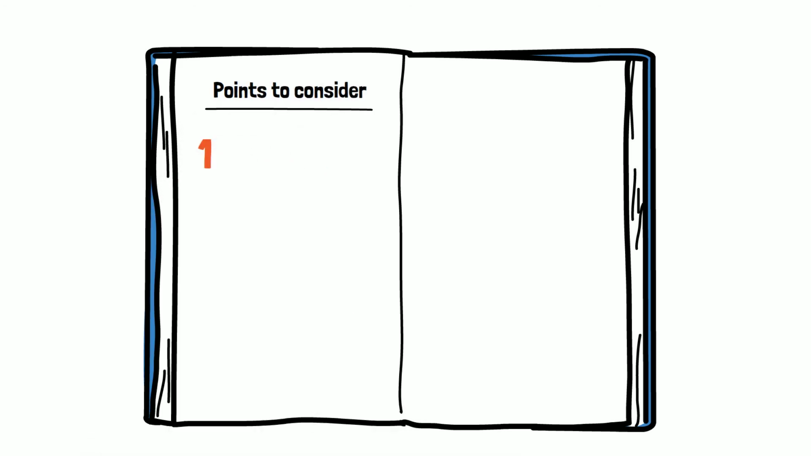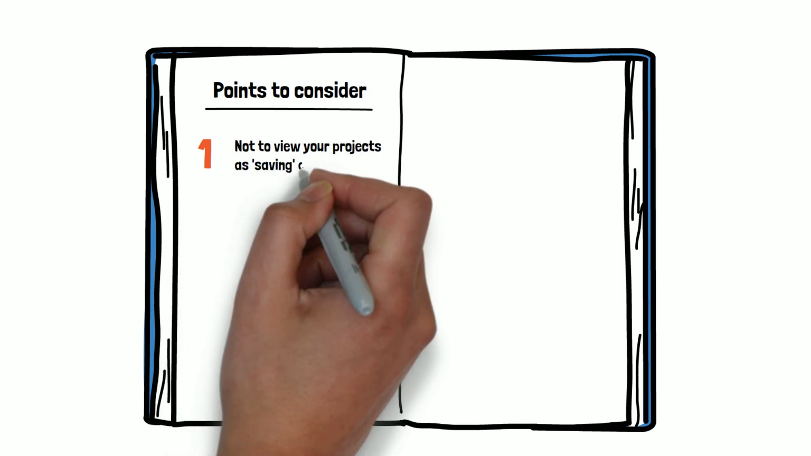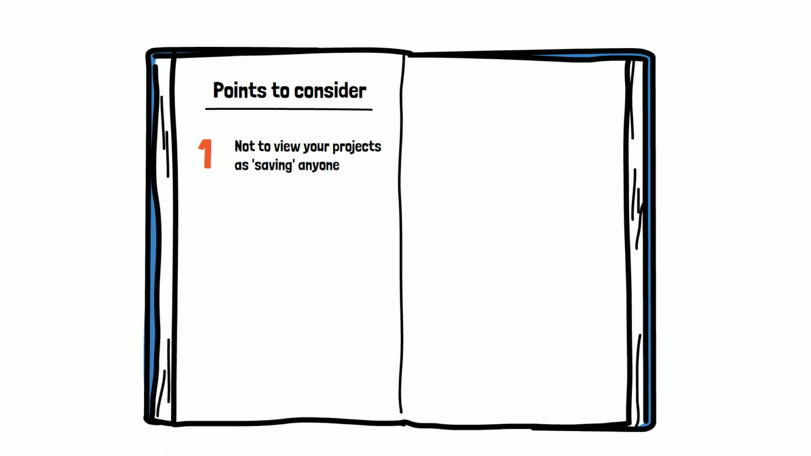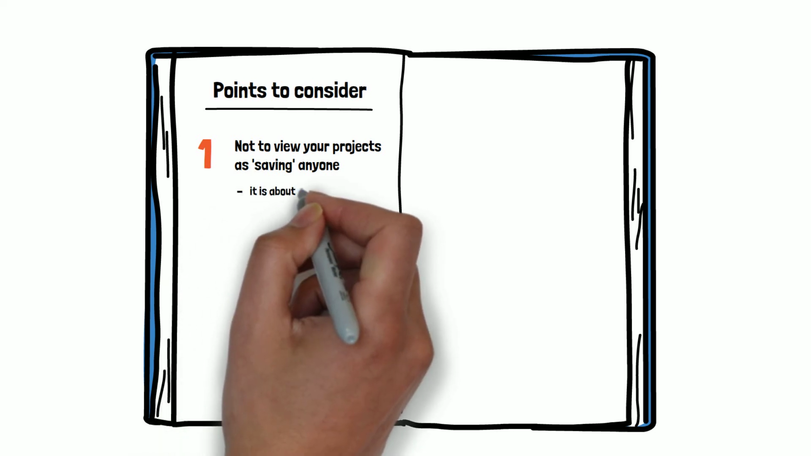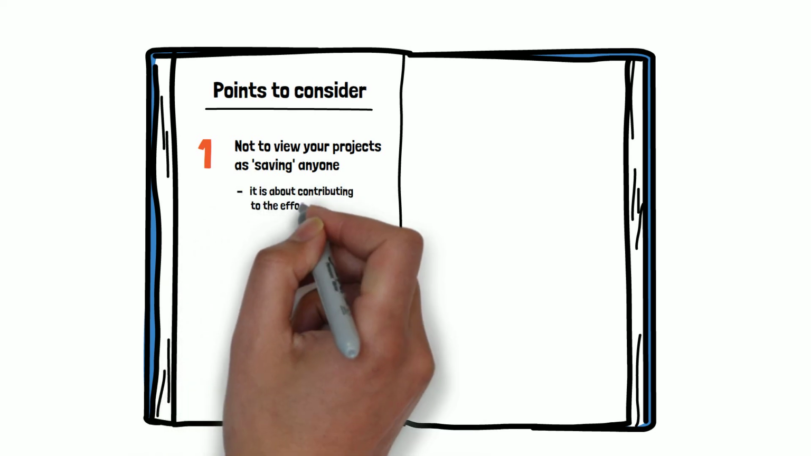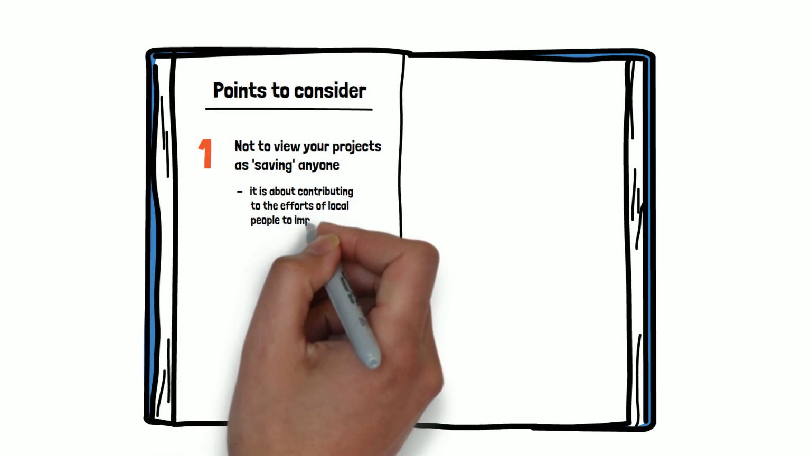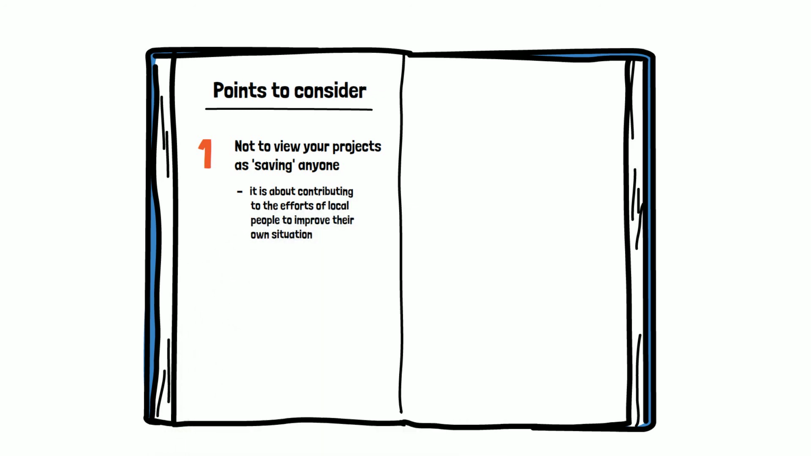It is essential not to view your project as saving anyone. International development aid is not about fixing or solving issues in another country, but rather about contributing to the efforts of local people to improve their own situation, on both a micro level in a local community and on a macro level in an entire country.